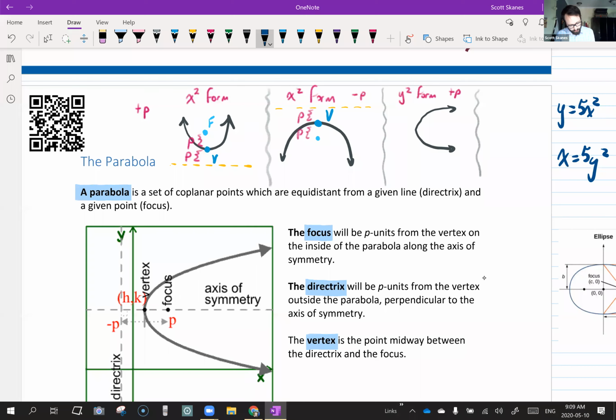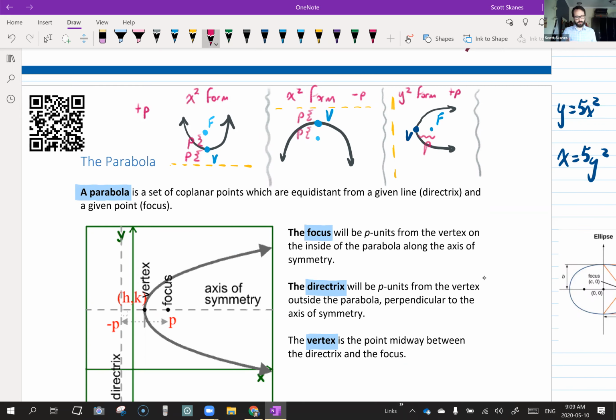So we can mention where the vertex is. The vertex is right here, V. We can mention where the focus is. It's inside, F. And we know where the directrix is. It's on the other side of the vertex. And it's equidistant. It's the same distance from the vertex to the directrix as it is from the vertex to the focus. And that's, once again, the distance P.